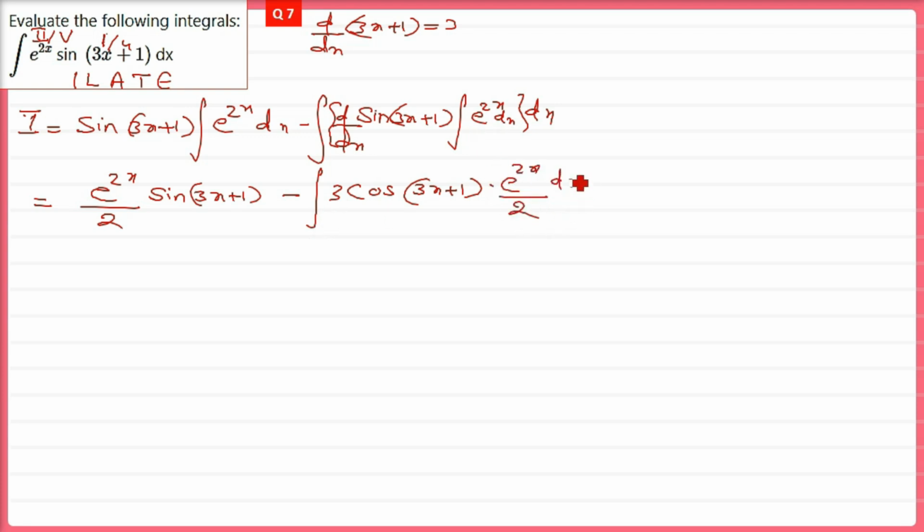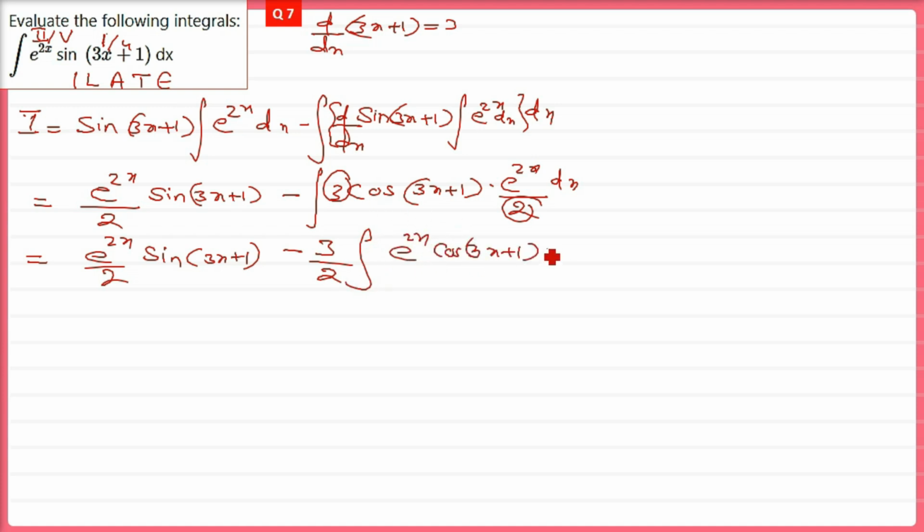Then we have to integrate this. Now what do you see here? e raised to x divided by 2. We have sin 3x plus 1 minus. Now 3 and 2 you can bring outside, because you can bring them outside the integration sign. So we have e raised to x, then we have cos 3x plus 1, and then behind we have a dx. From here to here, let's call it I1, and we'll do I1 separately.